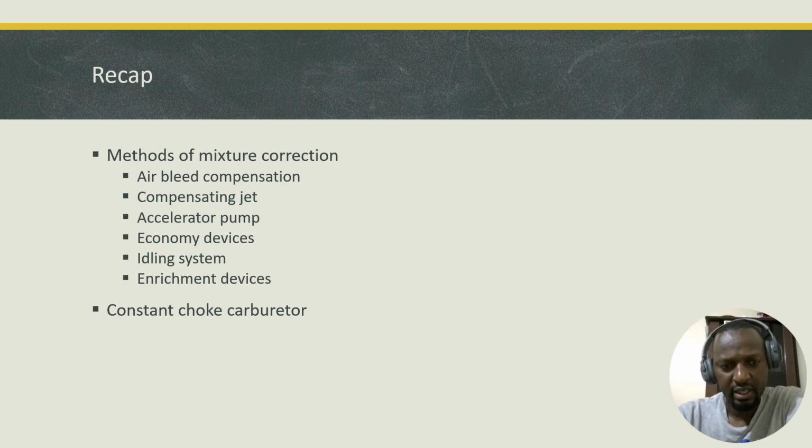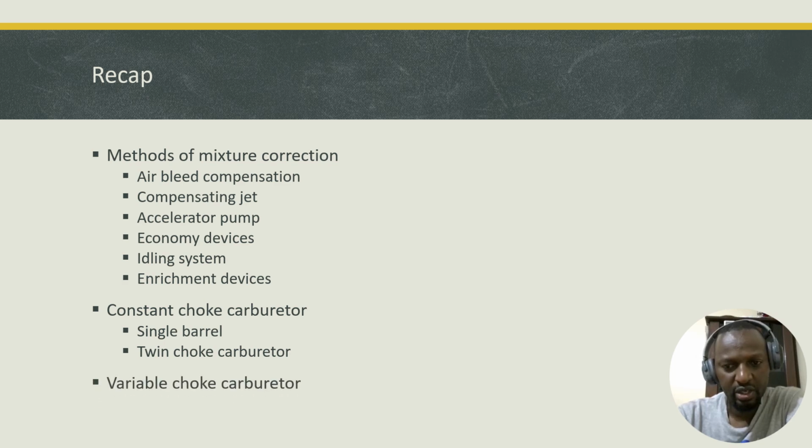We then took a look at the complete carburetor, which is now the constant choke carburetor, which can either be the single barrel or the twin choke carburetor. This is the carburetor that has a fixed venturi, but the depression varies according to the airspeed. We then looked at the variable choke carburetor, which is also called the constant depression carburetor, which has a horizontally lying air tube, and then perpendicularly we have the dampened piston that acts as the venturi or controls the size of the venturi to give us a constant depression.